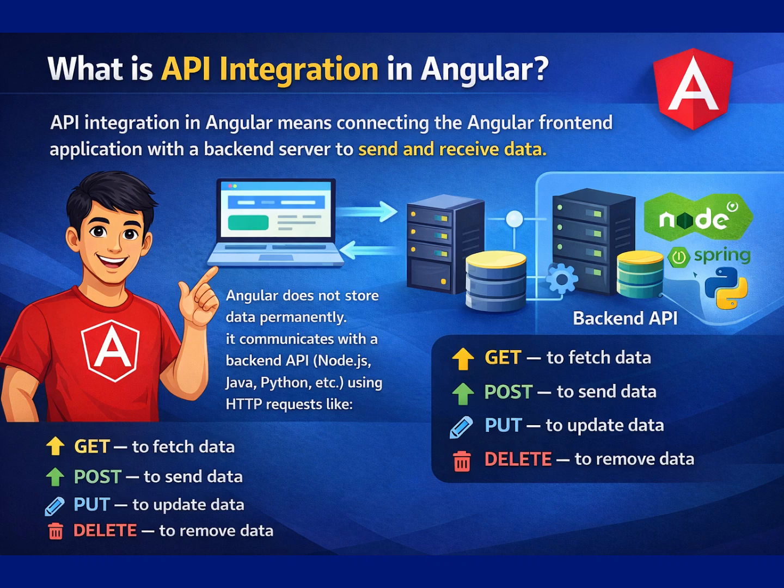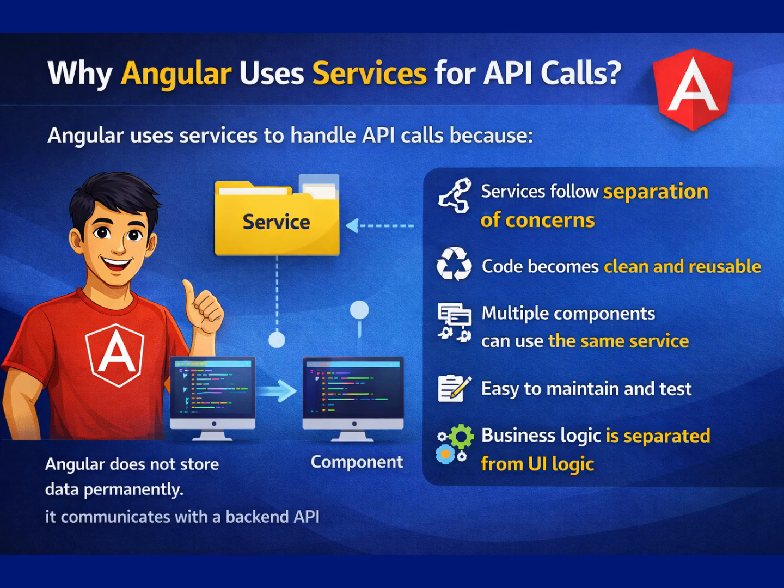Why Angular uses services for API calls? Angular uses services to handle API calls because services follow separation of concerns, code becomes clean and reusable, multiple components can use the same service, easy to maintain and test, business logic is separated from UI logic.